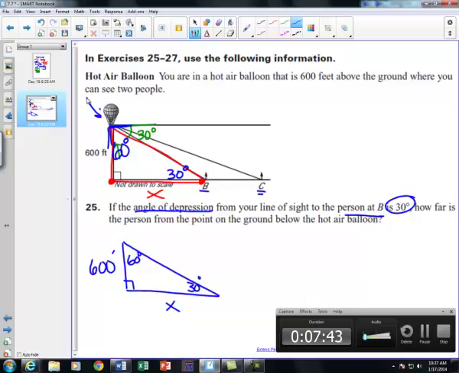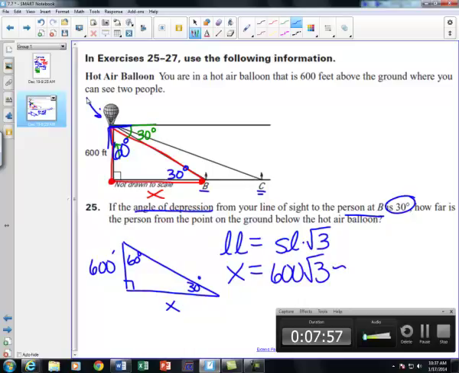And so I know in a 30, 60, 90 that the long leg, which is what I'm looking for, equals the short leg times root 3. Well, my long leg is x, my short leg is 600, so my answer is 600 root 3. And let's go ahead and round that to the nearest tenth. And so when you take 600 root 3 in your calculator, you're going to get approximately 1,039.2 feet.